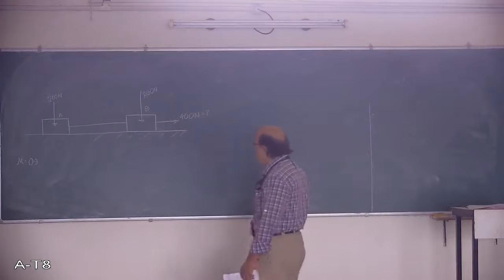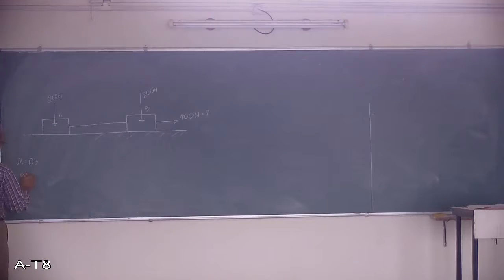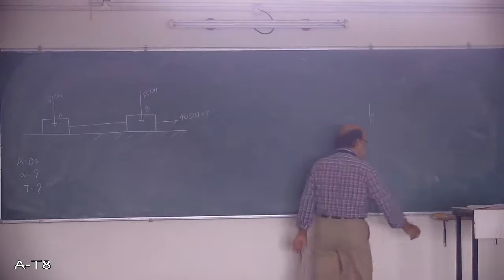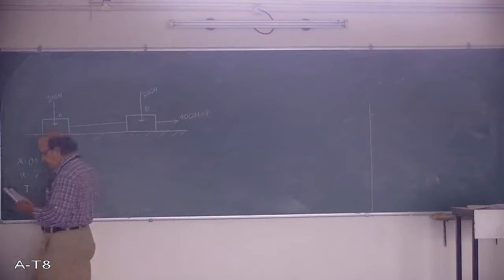There are two things they have asked you to determine. One is acceleration and the other is tension in the thread. We have to determine tension in the thread as well as acceleration of those two blocks. Those two things are required. Now we will go by the basics of D'Alembert's principle: first of all you draw the free body diagram of both the blocks.